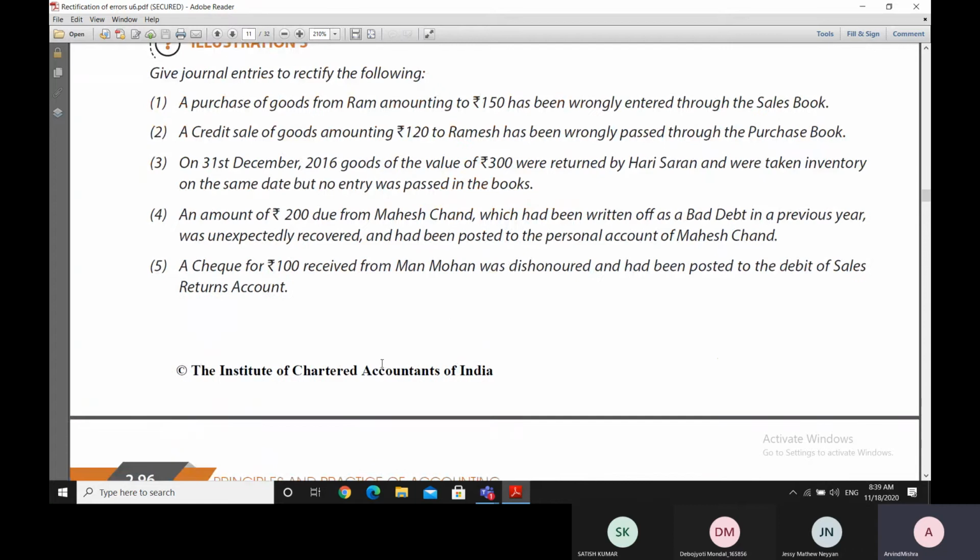Then let us look at the next entry. A check for ₹100 was received from Manmohan, and it got dishonored and had been posted to the debit of the sales return account. The check received from Manmohan was dishonored, and after dishonor it had been posted to the debit of the sales returns account, whereas actually it should have been posted to the credit of the sales returns account.